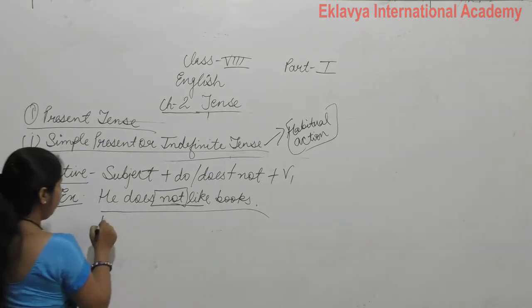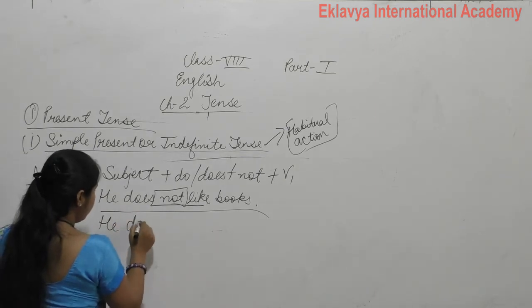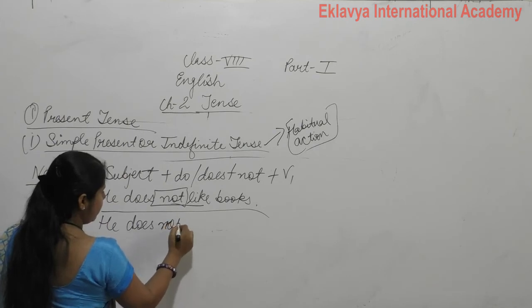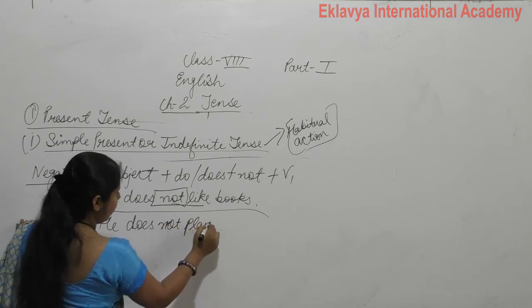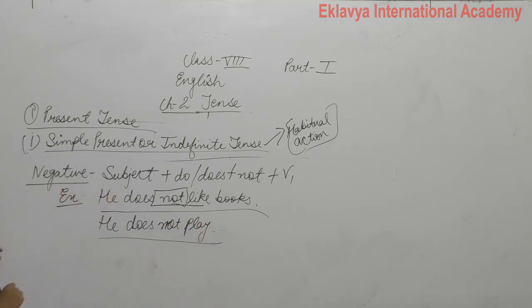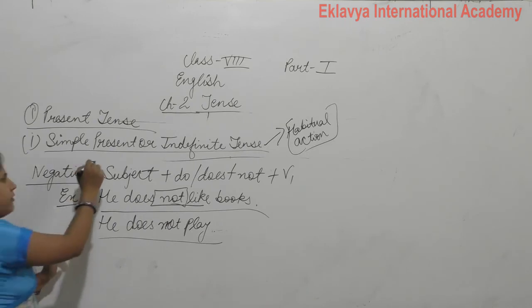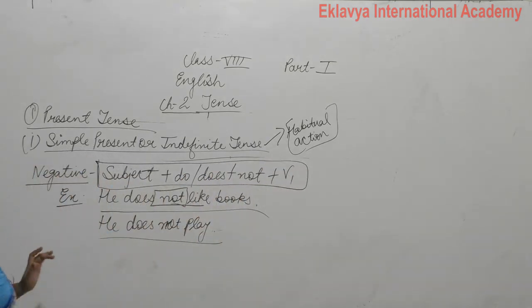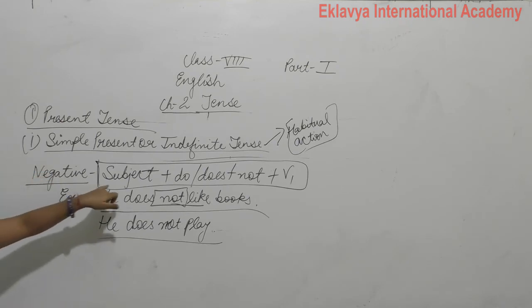She does not play. He does not play. Clear? So this way we make our negative sentence. This is the structure of negative sentences, so write down this negative sentence structure.